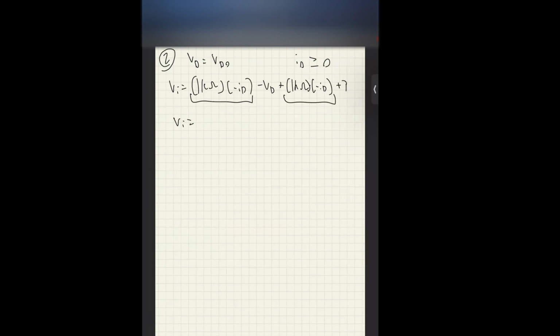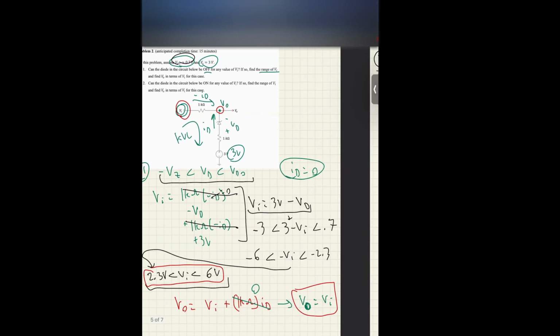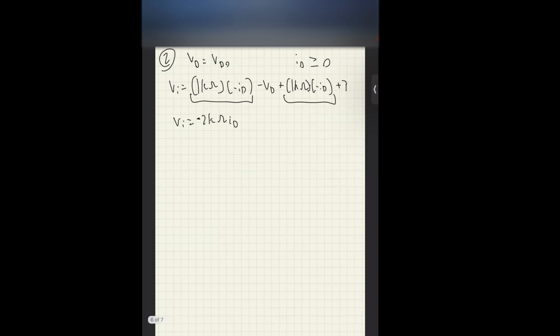So this is now VI equals 2K ohms times ID, minus VD, plus 3. We know that VD equals VDO, which is equal to 0.7. So that means we can go negative 0.7 minus 0.7 here, and then plus 3. So VI equals 3 minus 2K ID.